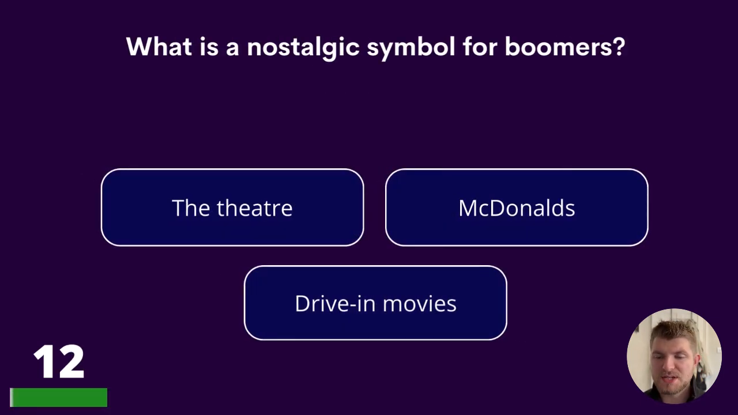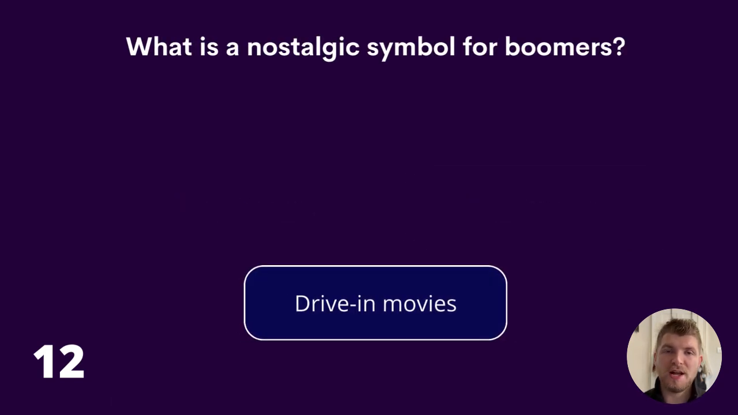12. What is a nostalgic symbol for boomers? The theatre, McDonald's, or drive-in movies? The answer is drive-in movies.